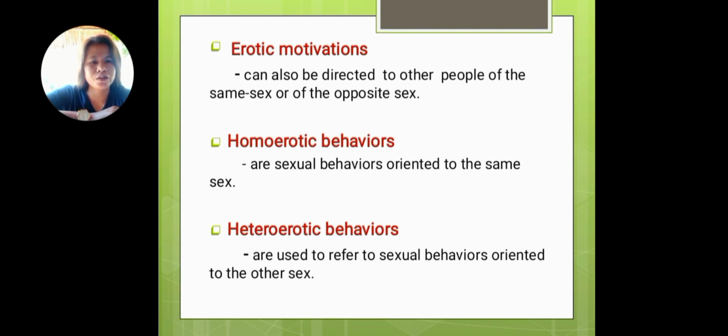Erotic motivation can also be directed to other people of the same sex or of the opposite sex. So, ang erotic motivation, even nga same sex lang mo or opposite sex, pareha lang mo maghimo og sexual love or the intercourse.